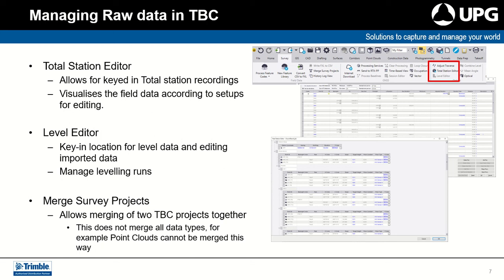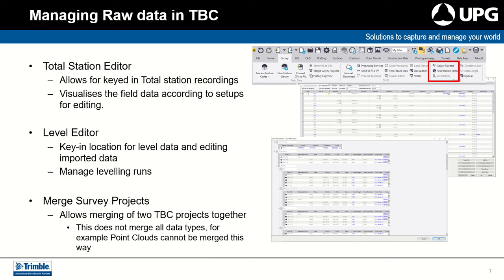The level editor option in the optical grouping here looks at leveling data. This is where we would show you all your DiNi information for digital levels if you have one, or you can key in your information from an analog level if you need to. We will also manage and maintain all of your leveling runs within here, as well as identifying what points that height is associated to that you've calculated.